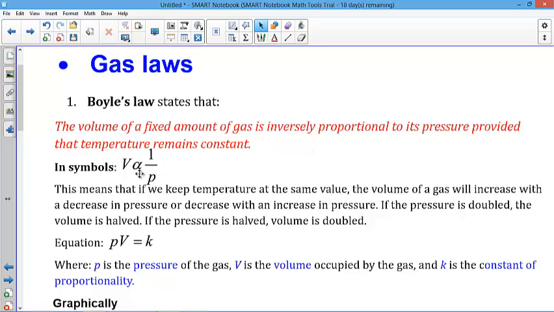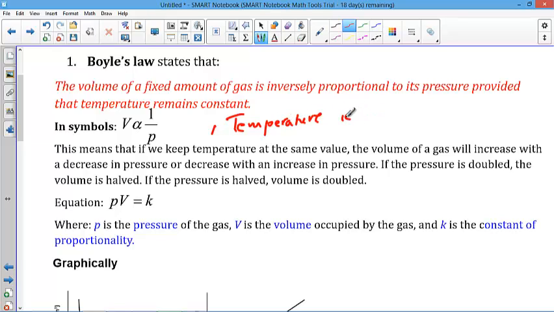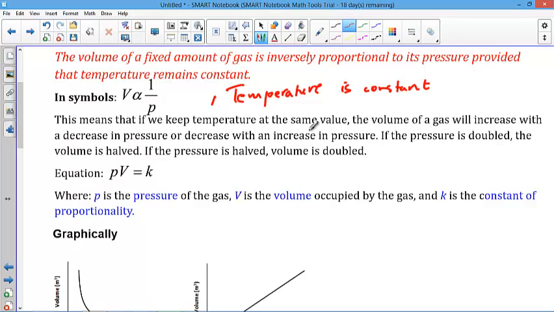In symbols, you can write V ∝ 1/P, which means that as the pressure increases, the volume will decrease, or as the pressure decreases, the volume will increase. And that will only apply when temperature is constant. So if you keep temperature at the same value, the volume of a gas will increase with a decrease in pressure, or the volume of a gas will decrease with an increase in pressure. If the pressure is doubled, the volume is going to be halved. If the pressure is halved, then the volume is going to be doubled.